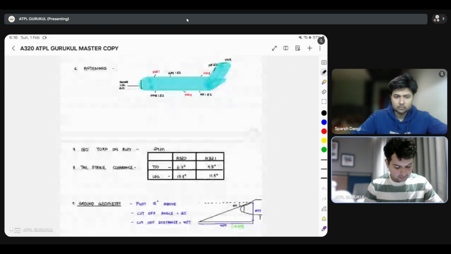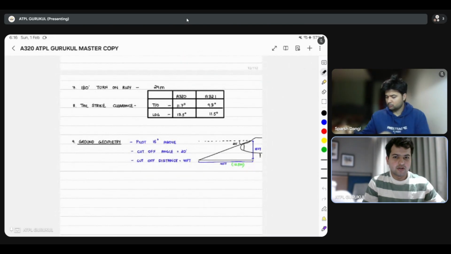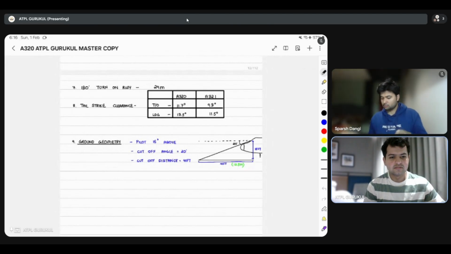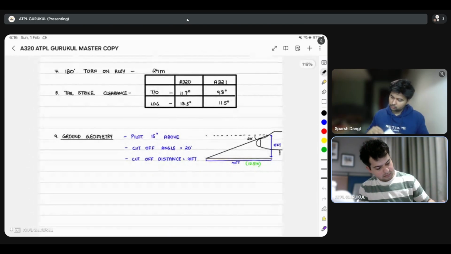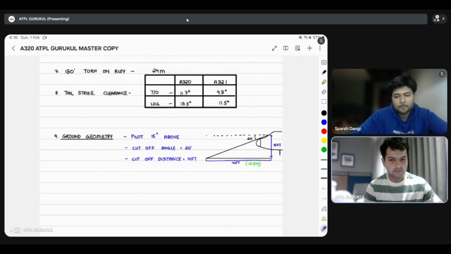So as per last class, as promised to you, I told you that I will start from this point onwards, right? Till last day what did we study? We studied the ground clearance diagram from the FCOM, correct? We studied the ground clearance diagram from the FCOM. I hope you don't have any doubts from that.